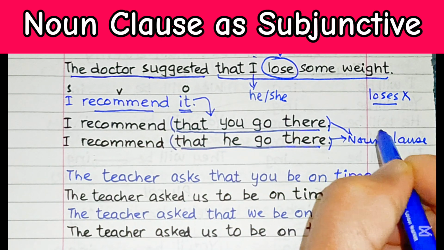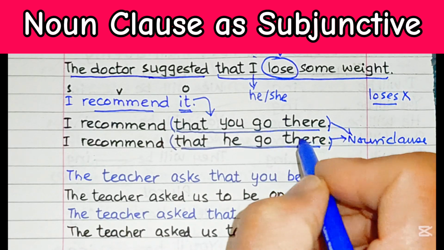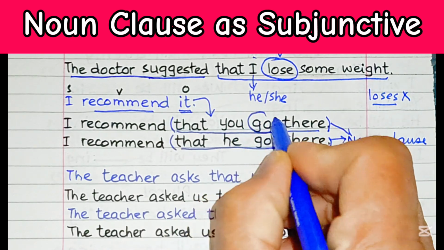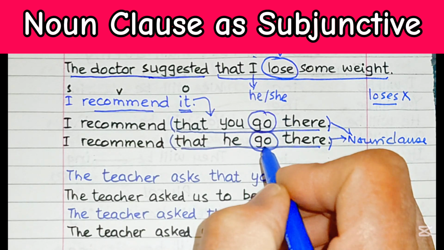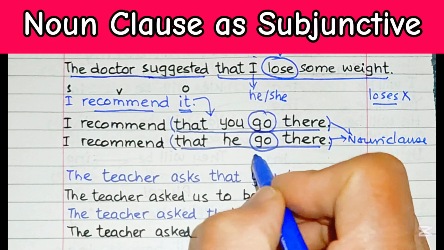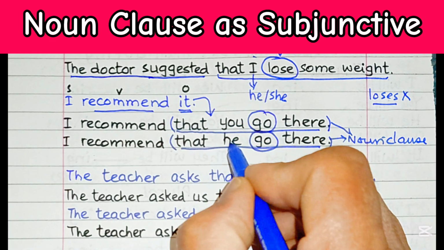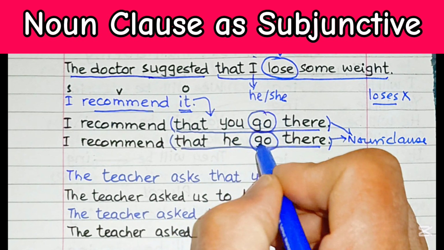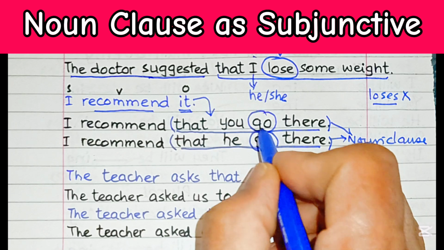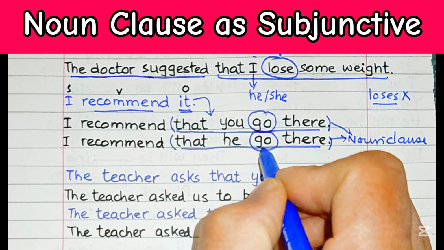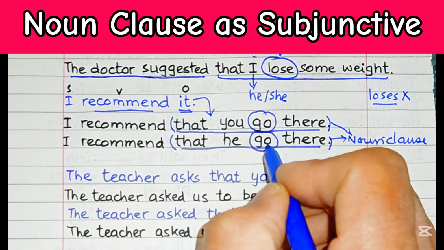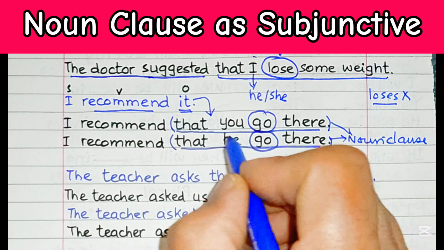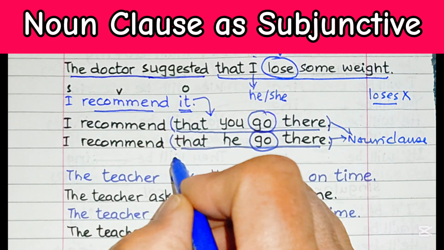The verb go is in the simple form. We may notice this. If the subject changes from you to he, this go remains the same. This go remains in the simple form. I recommend that he go there.